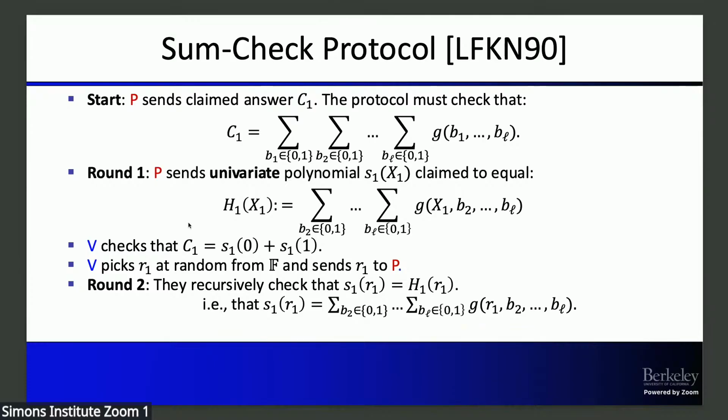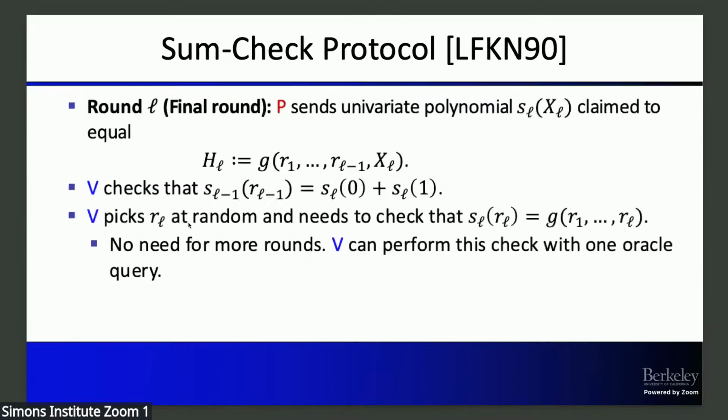All I did was fix the first variable to R1. Okay, and that's exactly the kind of claim the sum check protocol was designed to prove. So we just iterate. That's it. In every round, the verifier picks a new random point and evaluates the prover's message at that point. Well, first it checks that the claim from the previous round is consistent with the new message, and then it moves on to the next round with a fresh random point.